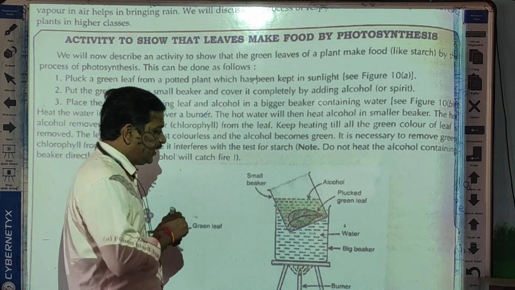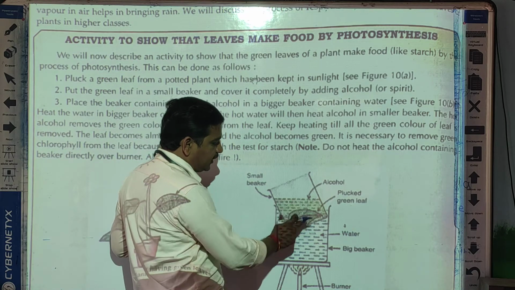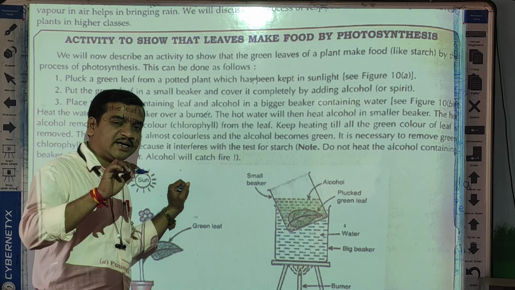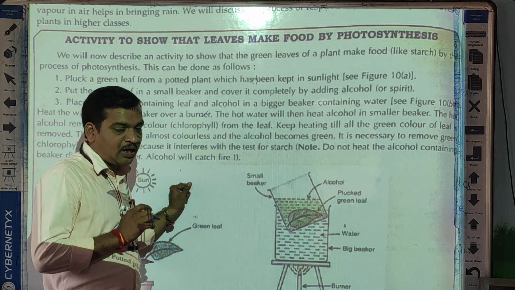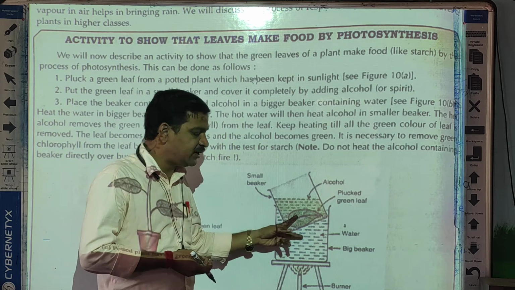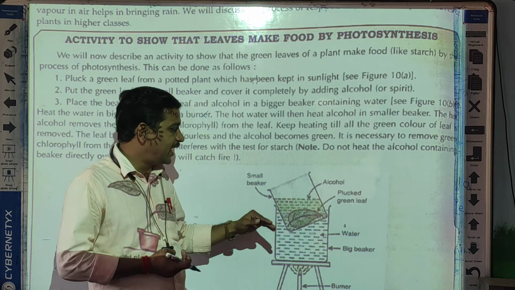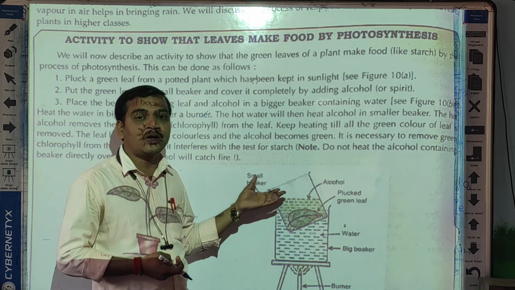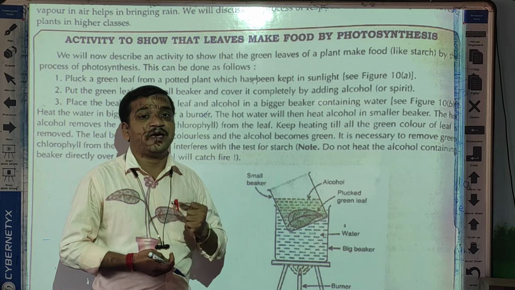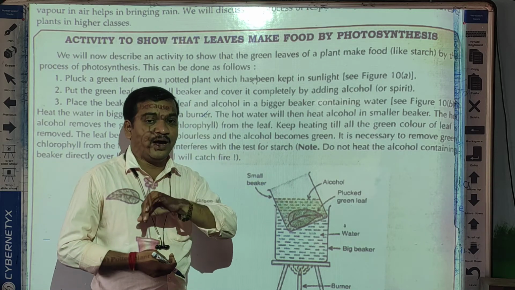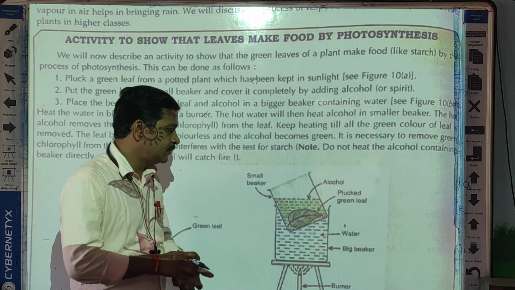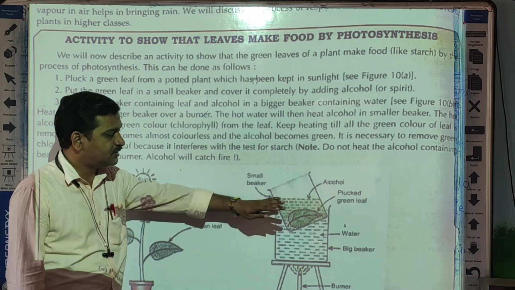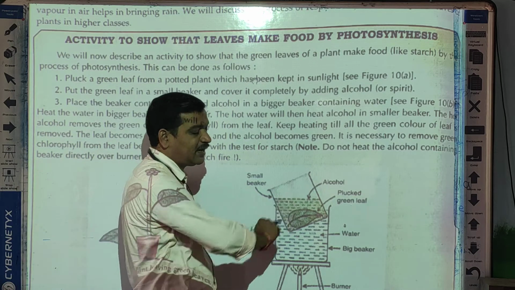Then that small beaker you can put in one big beaker which contains water. Now why have we taken two beakers here? Because we cannot directly give heat to the alcohol, because alcohol catches fire easily. That's why we have taken two beakers. So one big beaker contains the water, and the small beaker you have to keep in that big beaker.